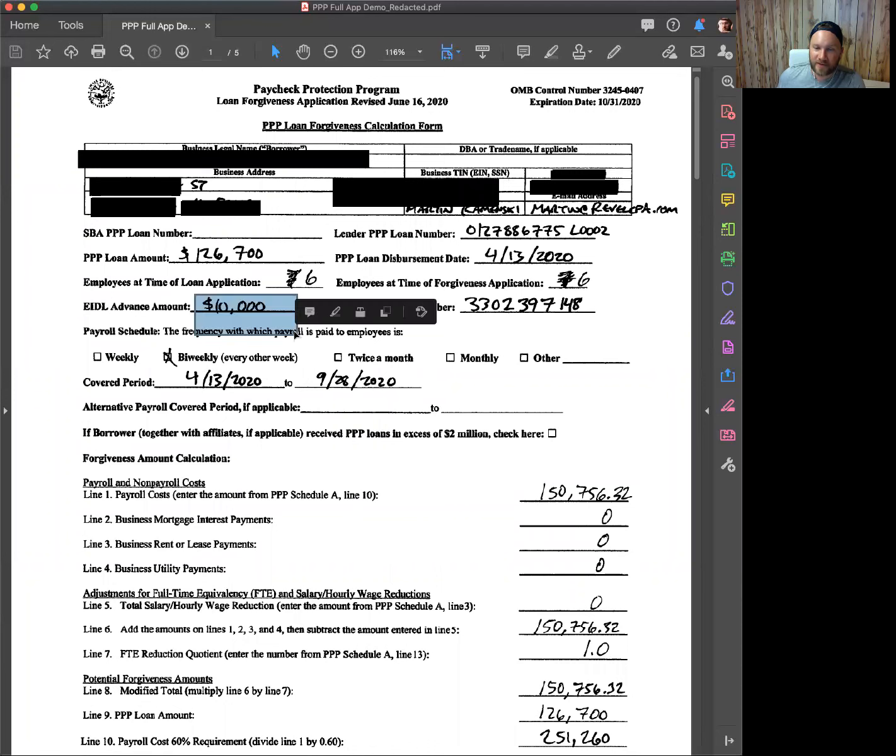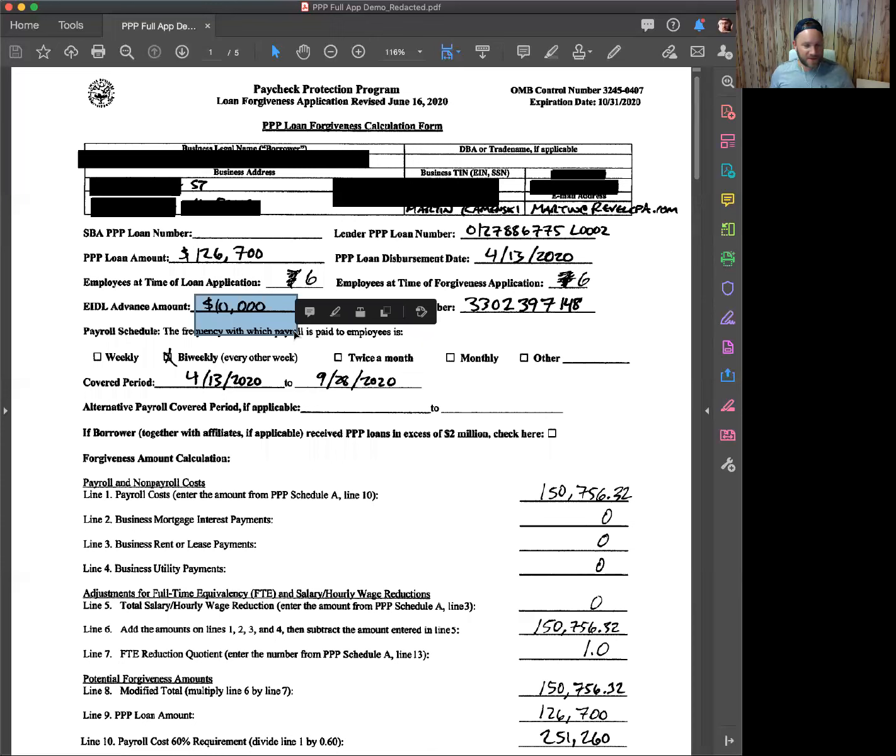However, I did flag for them right away that, as best we know today, they should expect that the $10,000 advance they got on the EIDL loan will come off of that PPP forgivable amount.